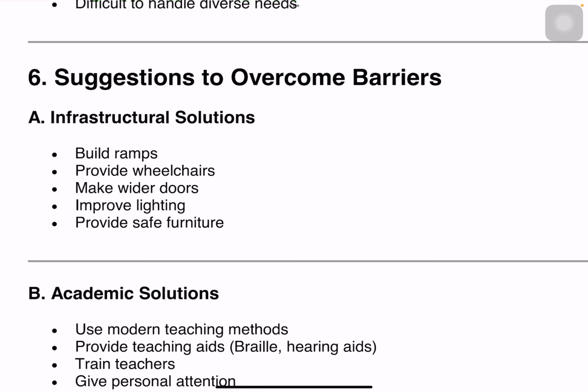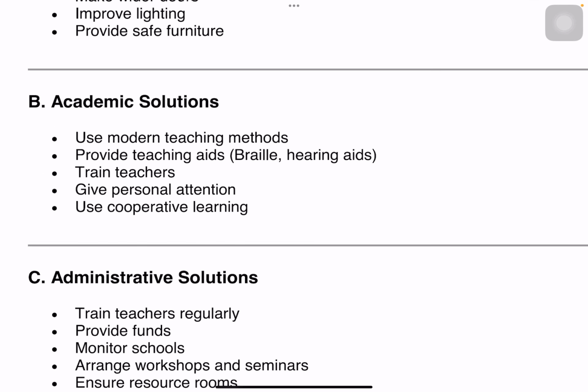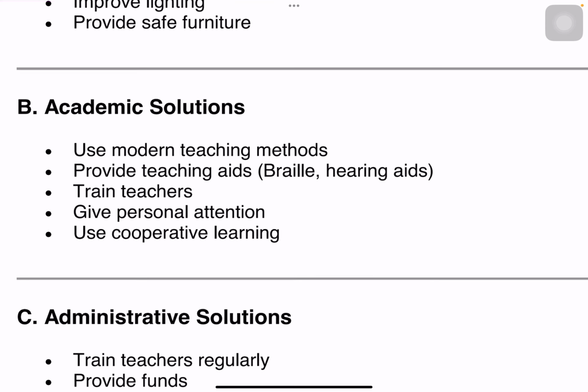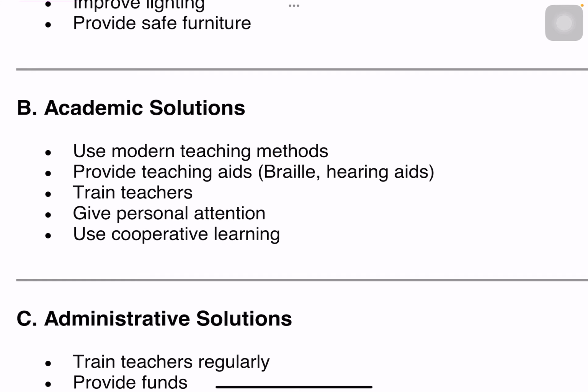Suggestions to overcome barriers: infrastructural solutions, build ramps, provide wheelchairs, make wider doors, improve lighting, provide safe furniture. Academic solutions: use modern teaching methods, provide teaching aids, braille, hearing aids, train teachers, give personal attention, use cooperative learning.